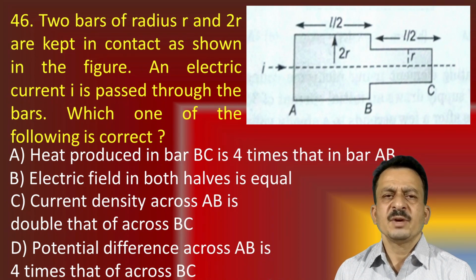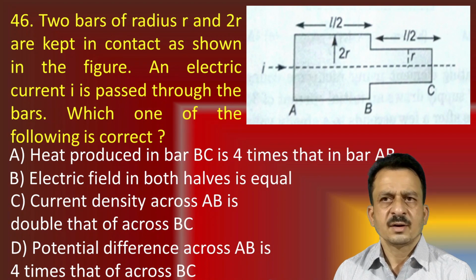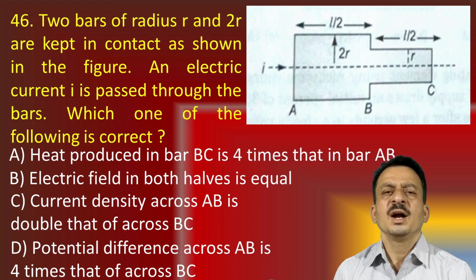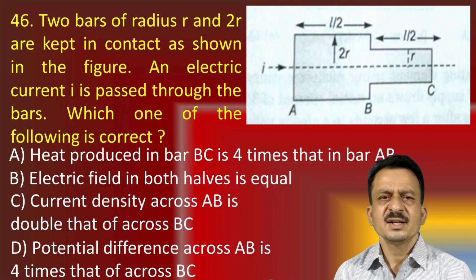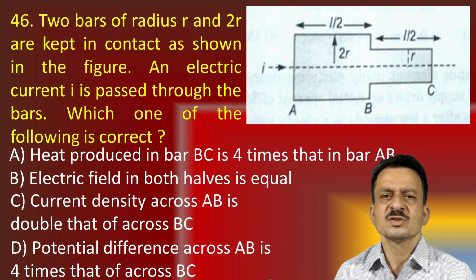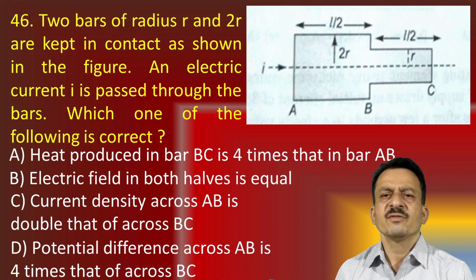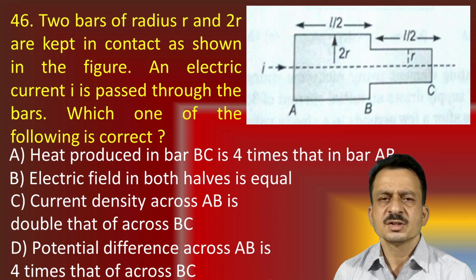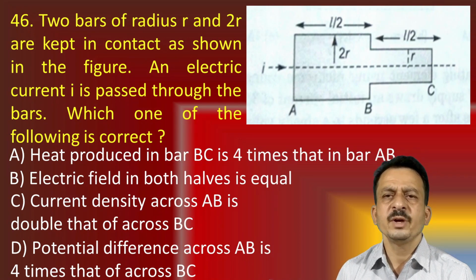Since the current is the same and the areas are different, the current density is no longer equal. The current density in AB is less than that in BC, but in option C it is given as double. Therefore C is also a wrong answer. Electric field in both the halves being equal is also a wrong answer. Obviously the heat produced will be 4 times that of the other bar. Let me work out that one. Obviously A will be the answer, we will see it.